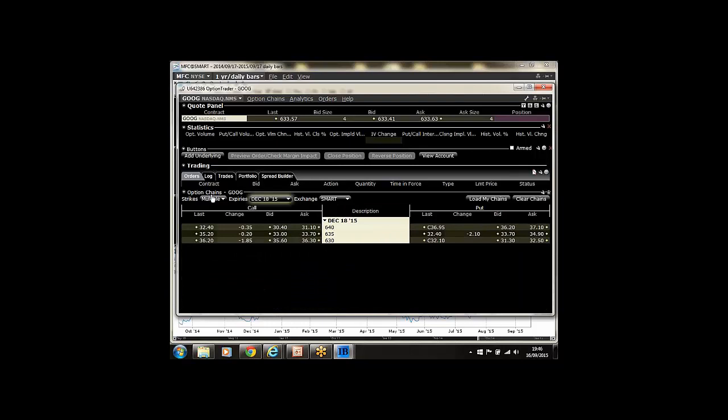So we've selected the December expiry for the options, and now we're going to edit the amount of strike prices that we want to look at. So we're going to look at strike prices right up to $650 and maybe $5 increments. So that's what we're looking at the moment.